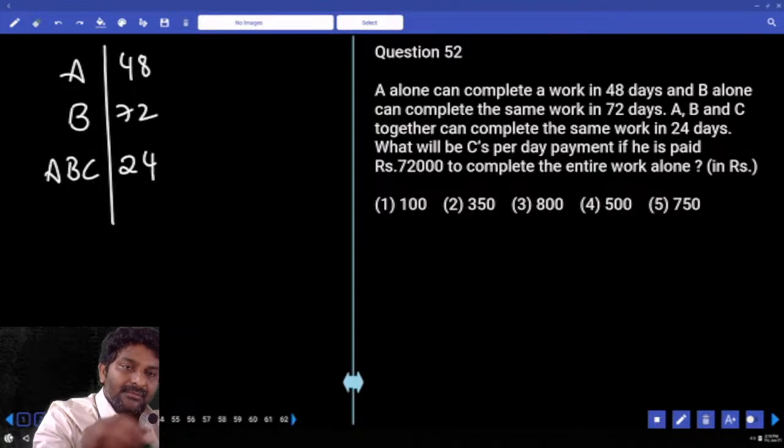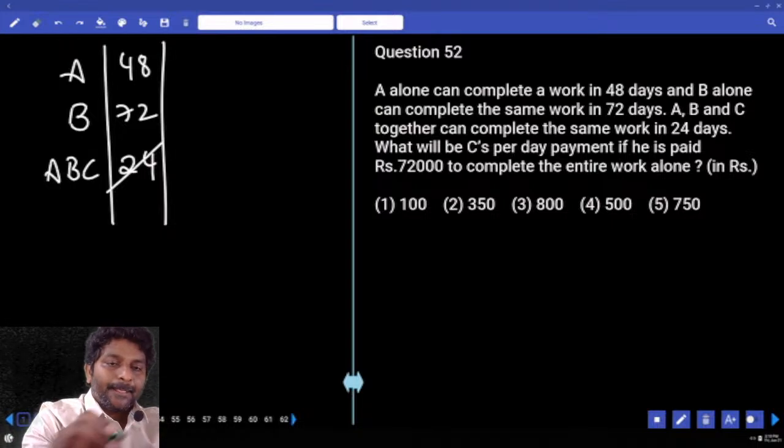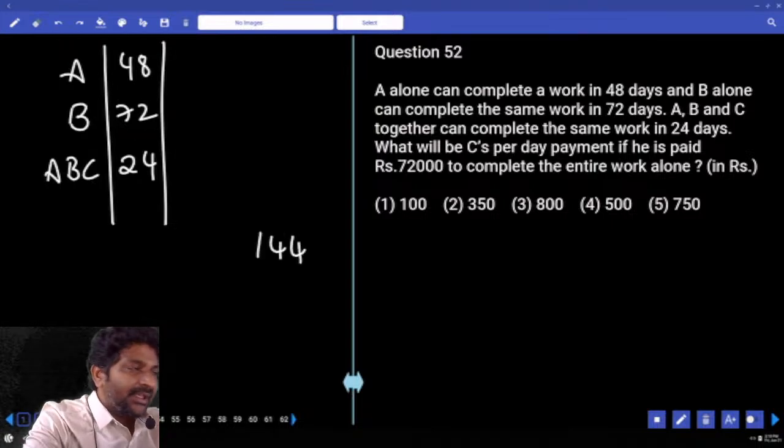Okay. Now we need to calculate LCM. Forget about 24 because that is a factor of 48. Both are in the ratio 2:3. 2:3 ratio. LCM is 6, right? Ante dini double cheyatamane kada? How much is that? 144.